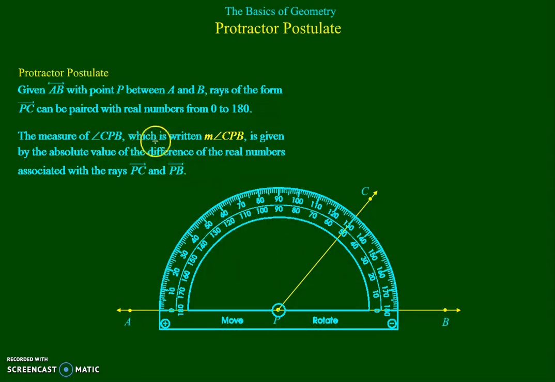The measure of angle CPB is written with a lowercase m in front of the angle symbol with the name of the angle. The measure of angle CPB is given by the absolute value of the difference of the real numbers associated with the rays PC and PB. So here we have PC, which is associated with the value of 50, and ray PB associated with the value of 0. 50 minus 0 is 50. So that's the protractor postulate.